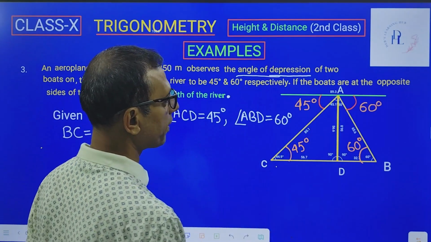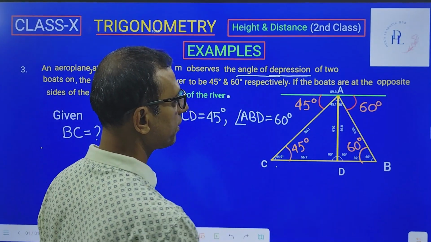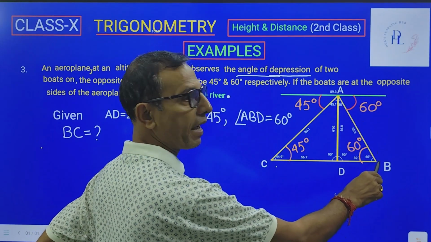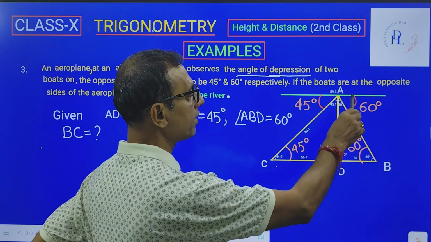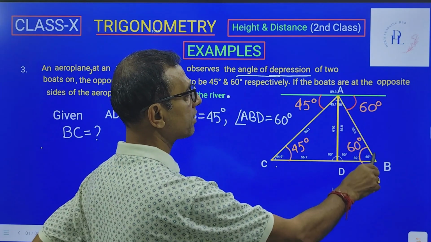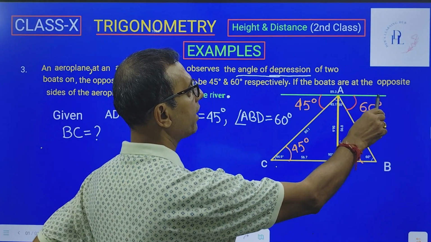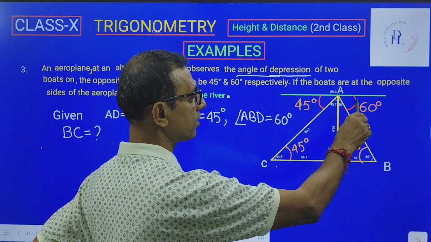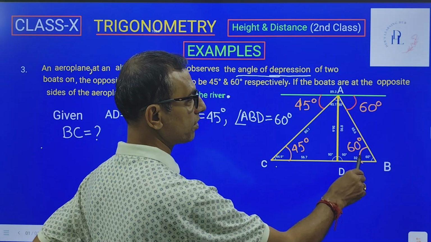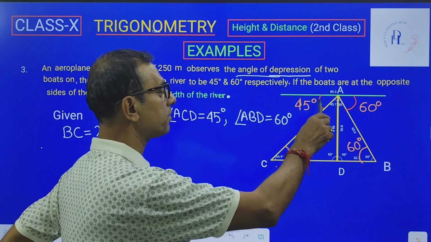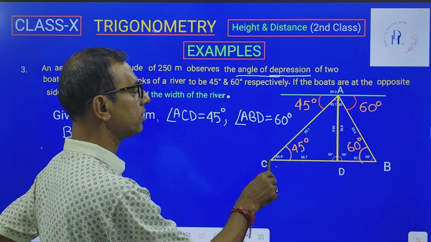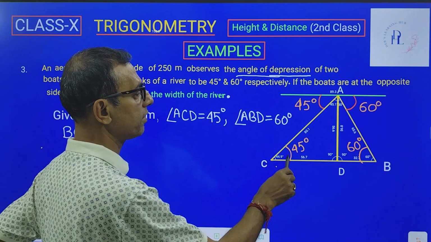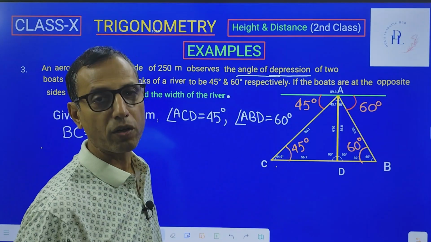And the angle of depression for one boat is 60 degree. Actually, the angle of depression for the boat at bank B is 60 degree. That means AB is the line of sight, and the angle between the horizontal line and the line of sight is 60 degree. So if this is 60 degree, this is also 60 degree, the alternate angle. Similarly for the other boat at bank C, the angle of depression is 45 degree, so here it is 45 degree as the alternate angle.